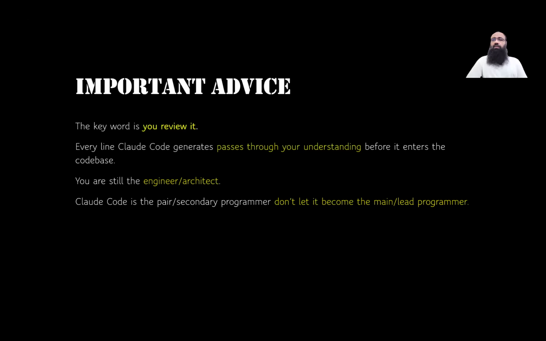And what is Claude Code's role in this picture? Think of Claude Code not as a primary, but as a secondary or a pair programmer. Don't let it become the main lead and the programmer who is going to drive everything. You are the one who is driving everything. This is one of the best and key takeaways you need to always keep in your mind. You are the main software engineer and architect.